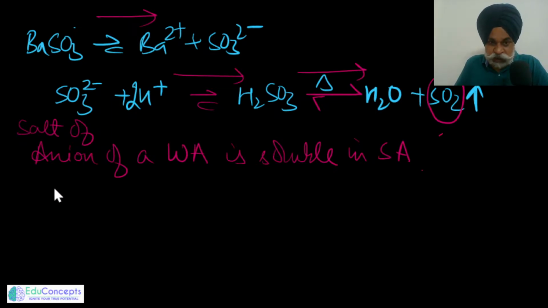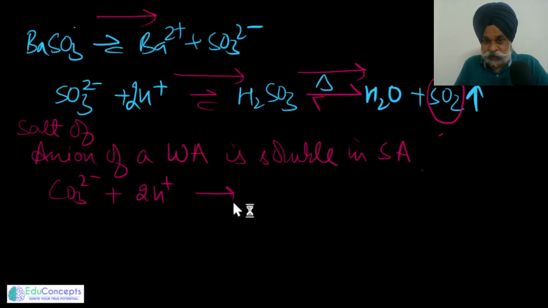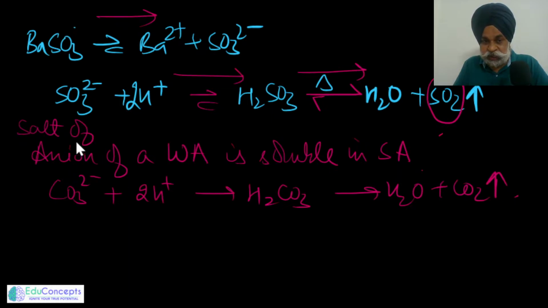This always you have to remember. Similarly, if I go for carbonate ion, barium carbonate also behaves the same way. It changes into carbonic acid, and this easily changes into carbon dioxide, and so barium carbonate also gets dissolved into the acidic solution.